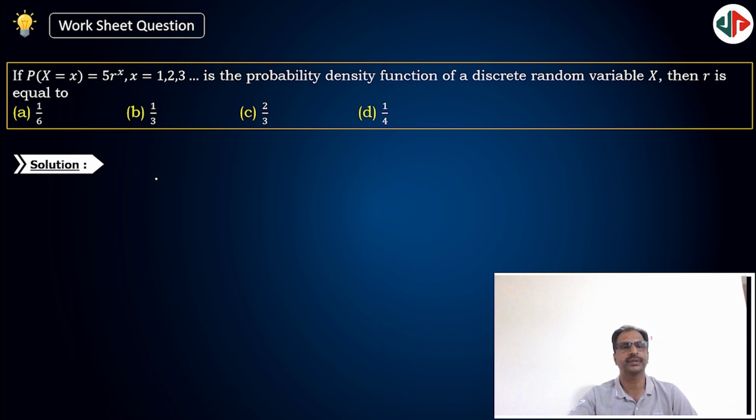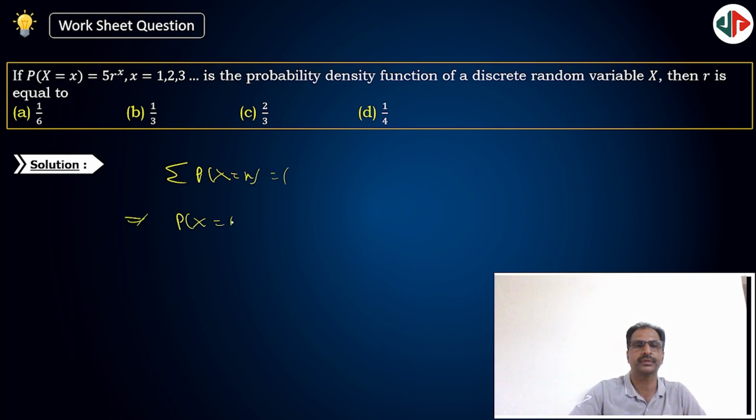Next, P of x is equal to 5 into r power x, where x is equal to 1, 2, 3, is a probability distribution function of a random variable. Then what is r? Sum of all probabilities is 1, which means P of x is equal to 1 plus P of x is equal to 2 plus P of x is equal to 3 plus and so on. What is P of x is equal to 1? 5r. P of x is equal to 2, 5r square, 5r cube.